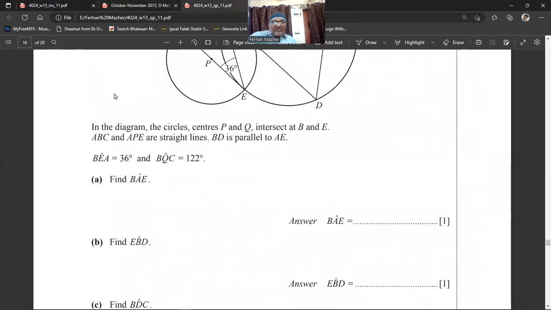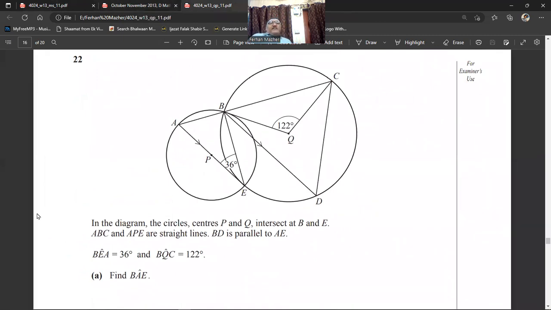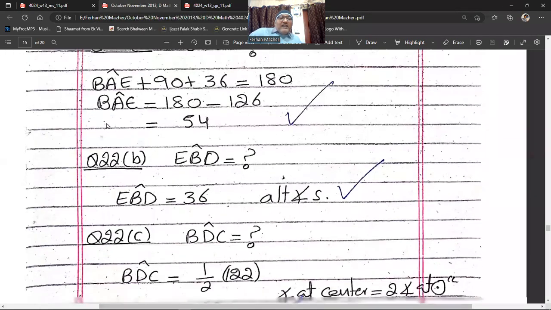Okay, the next question they are asking is find the EBD. They want me to find out the EBD. Can you see this line parallel? This line is parallel. Can you see these arrows? This line is a transversal line. This angle is 36, so this angle will also be 36. We say alternate angles of the parallel lines.